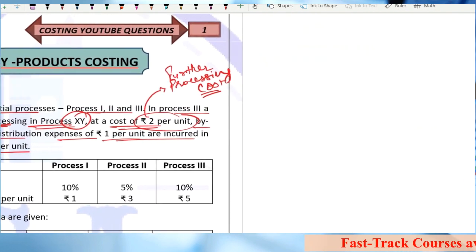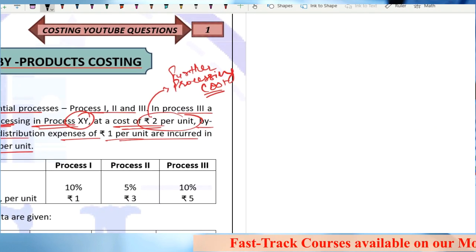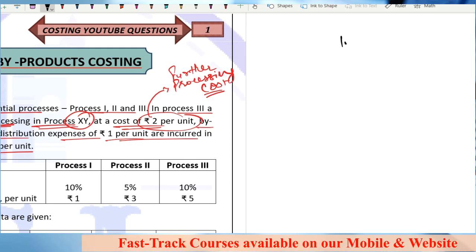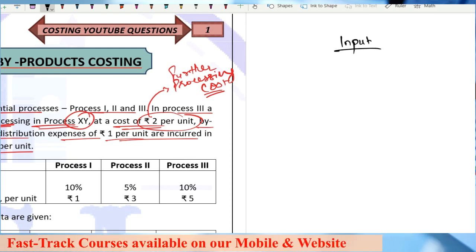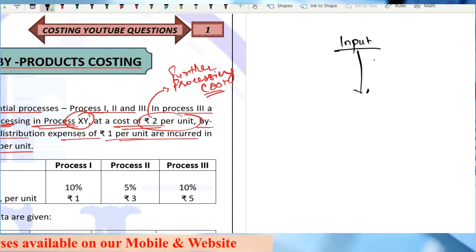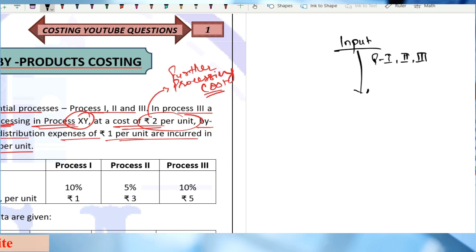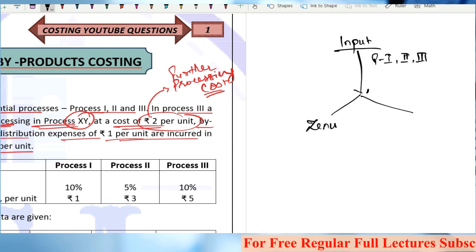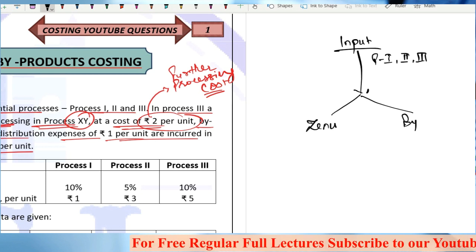So basically what they're doing is, just listen to it very carefully. Here is the input, right? It is going through three processes, basically process 1, 2 and 3. After that, what you get is two products. One is the final product, that is Zenu, and the other one is the byproduct. Here you will get the byproduct.